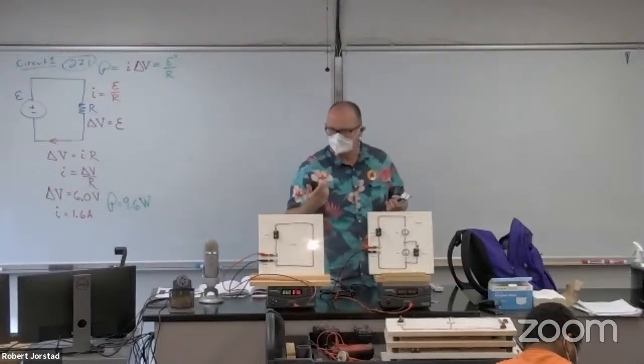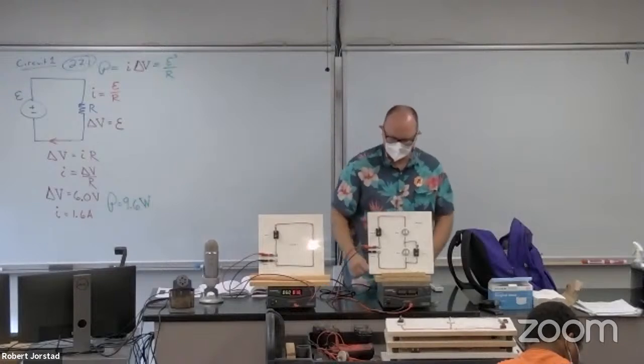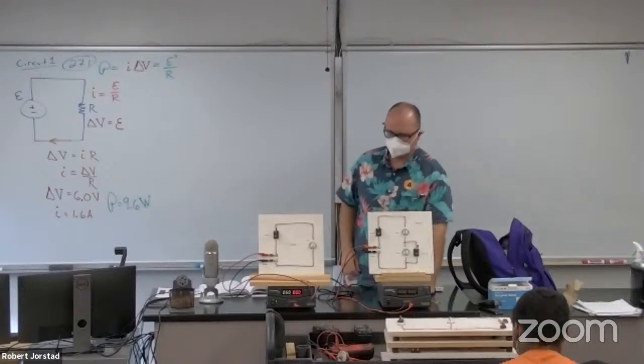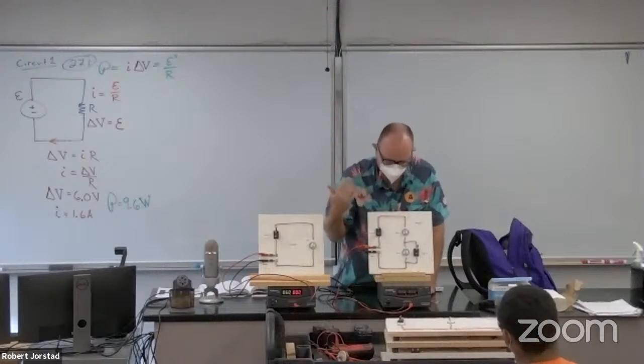All right. Now I've got two. I'm looking at circuit two. In this case, I'm going to turn this one off just so it's not cooking there. I've got circuit two here. I've got two light bulbs. Are they in series or parallel here?